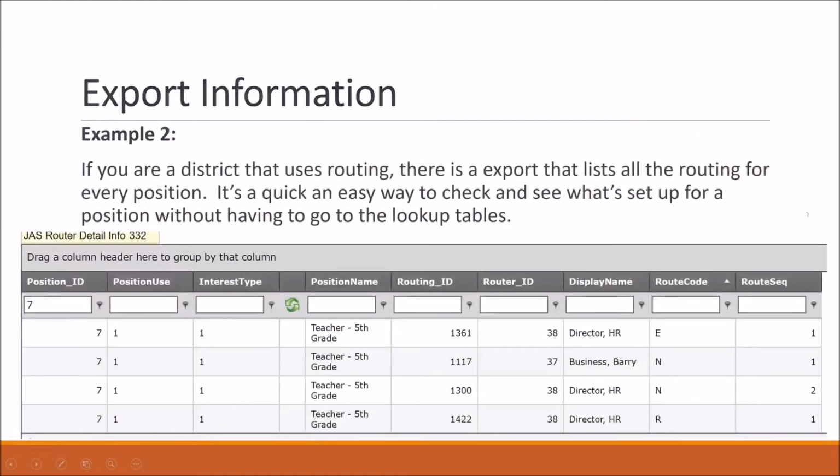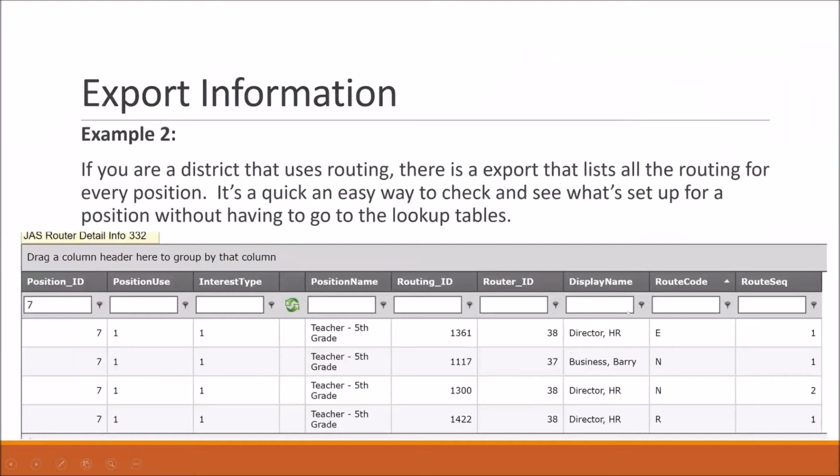Another example of an export that I like to use is called router detail. Sometimes, when you have positions and something goes wrong with the routing, it's kind of a pain to go to the lookup tables and check everything. There's an export where I can just type in that position name and find that position, and it'll display all the router information.